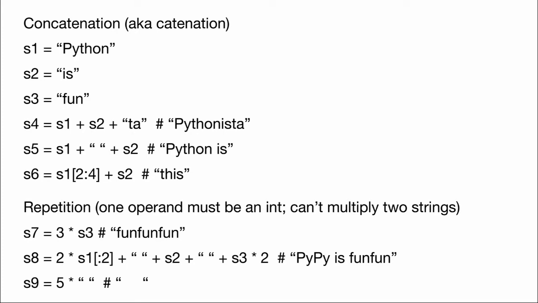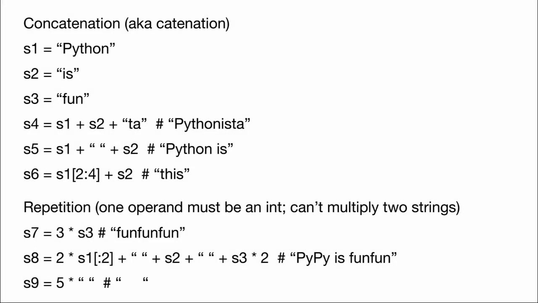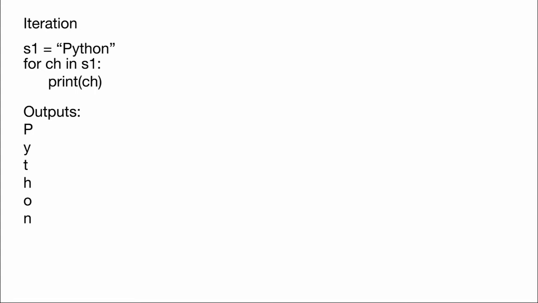You can combine string repetition with concatenation. Just as with numbers, the repetition operator has higher precedence, so we do each repetition and then concatenate the results together. Note that you can use repetition with a space to get a string containing that many spaces. Strings also support iteration. When you iterate over a string, the loop index variable is assigned one character from the string, and then the body executes.